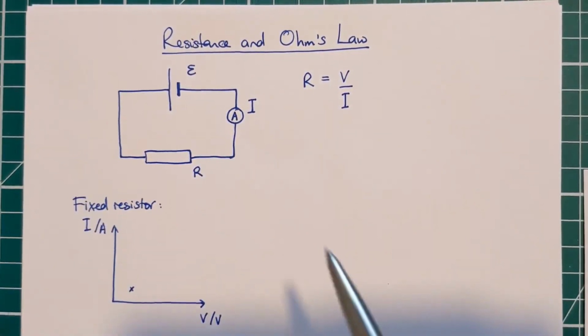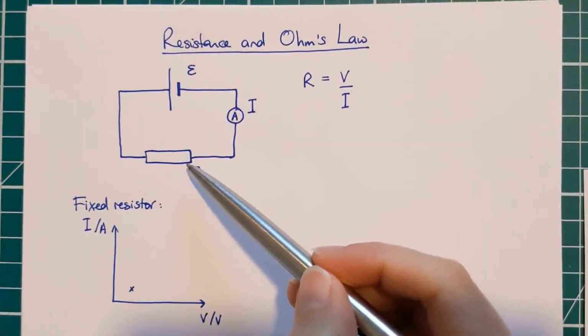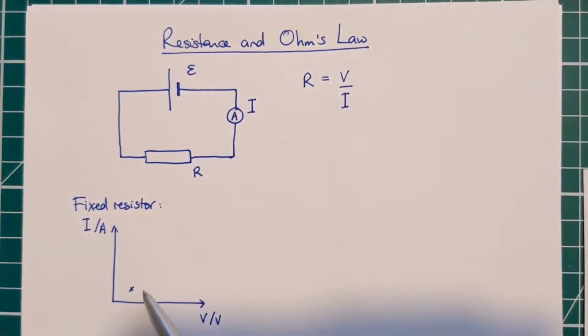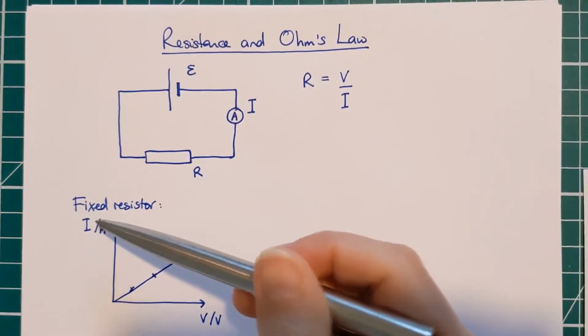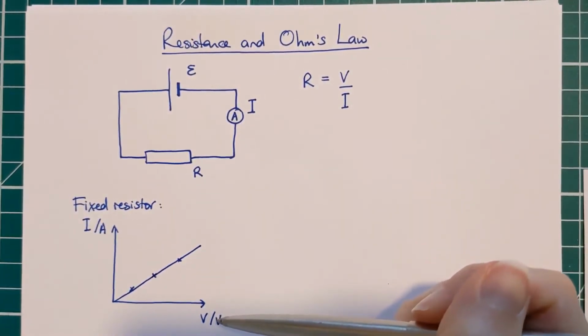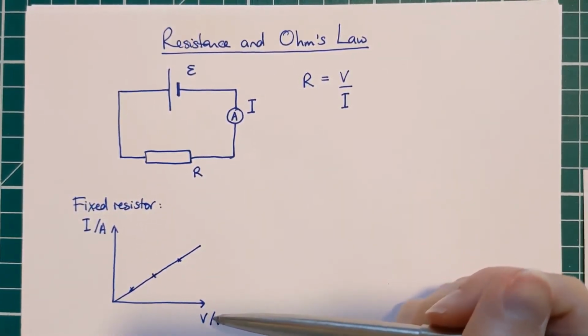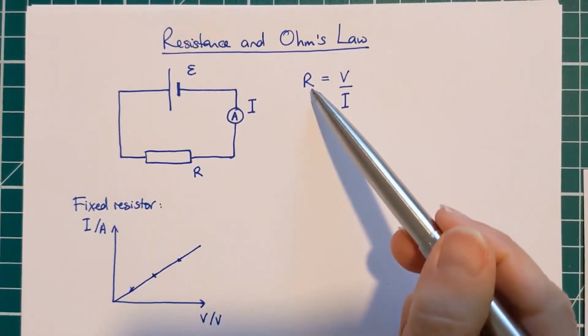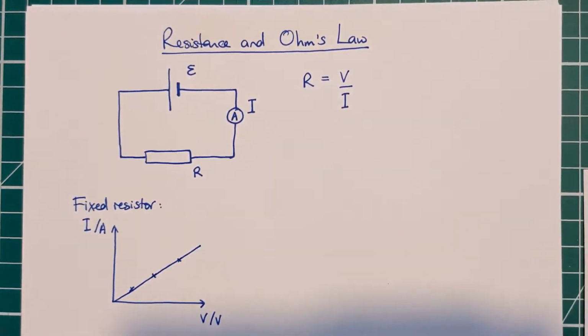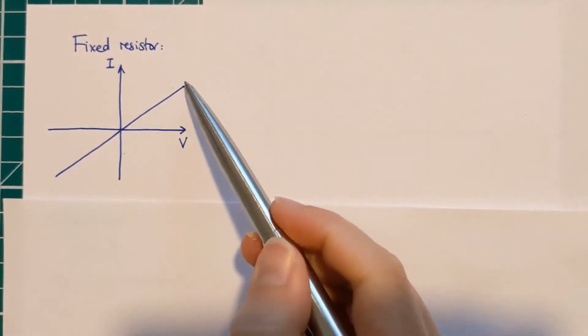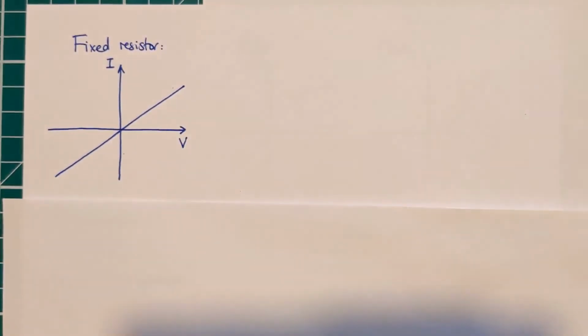Now what's interesting about this component, the fixed resistor, is that if I double the voltage over it, I double the current. If I triple the voltage over it, I triple the current. In other words, the current through it is directly proportional to the voltage across it. This means that the resistance is constant. And this doesn't matter whether the current's flowing one way or the other way.